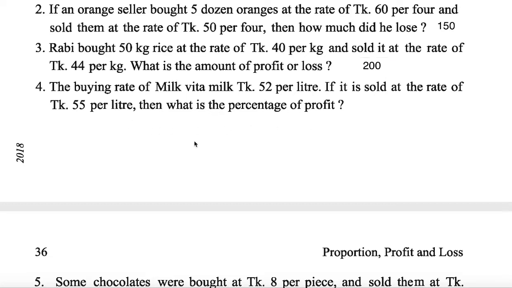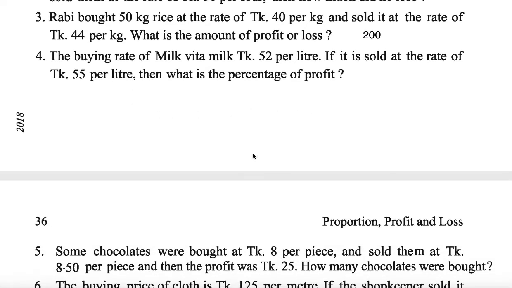Okay, the buying rate of milk is 52 taka per liter. If it is sold at the rate of 55 per liter, what is the percentage of profit? This time they asked the percentage of profit. The profit per liter is 3. In percentage you should divide it by cost price, that is 52 in this case.